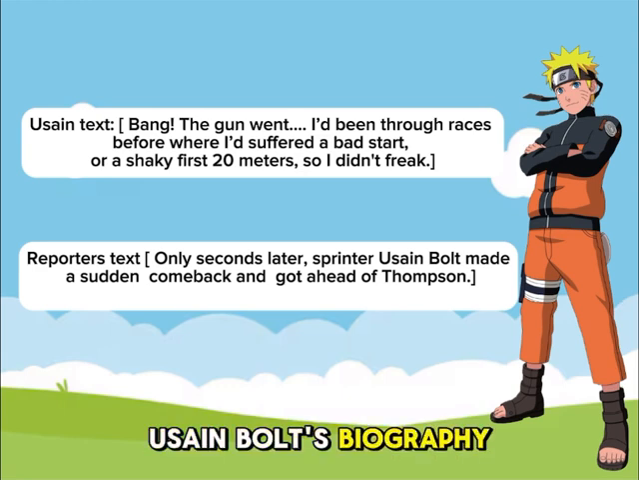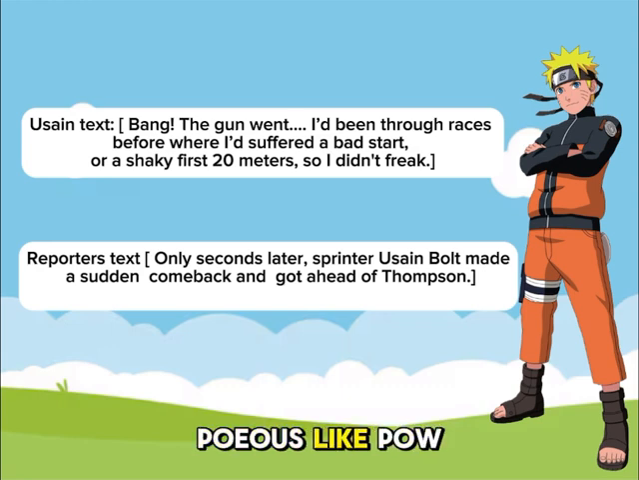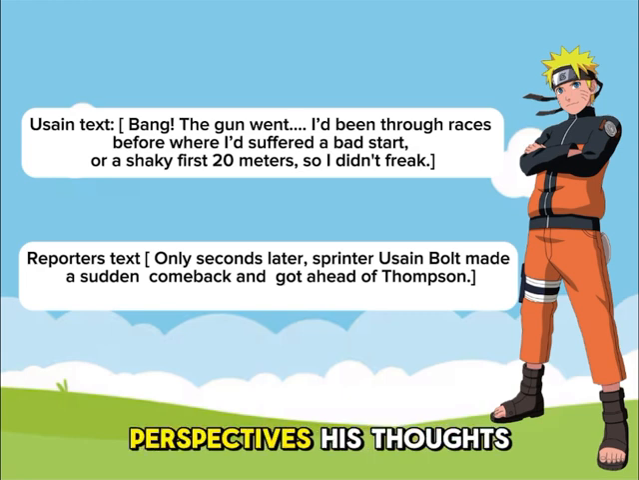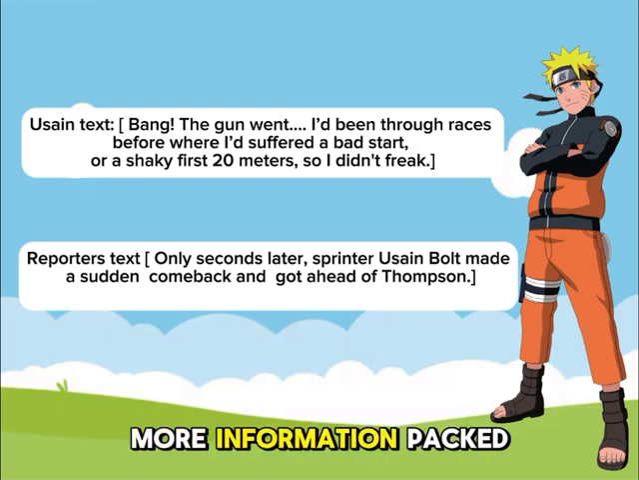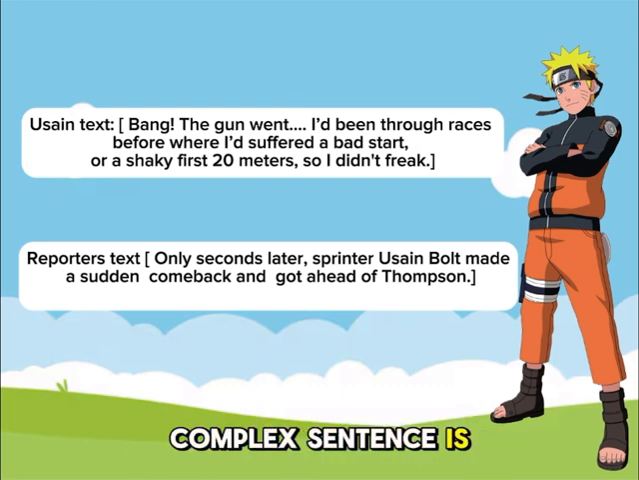The second paragraph will cover the grammar and sentence structure between the two. Usain Bolt's biography uses onomatopoeias like pow and bang to emphasize the sound of the starting gun going off and how it felt to Usain. He also used simpler sentences than the reporter's article, since from his perspective his thoughts were coming in short bursts. In contrast, the article uses more information-packed complex sentences since it has a goal which it intends to complete in under a certain amount of words.